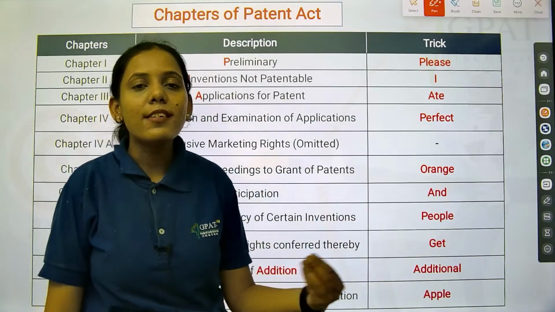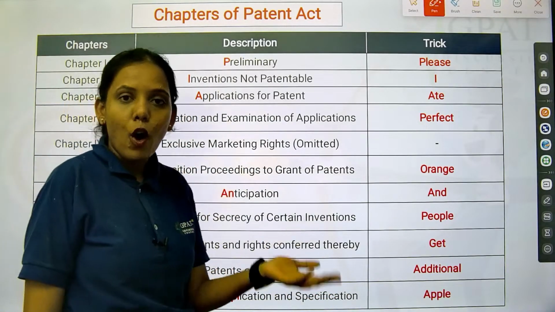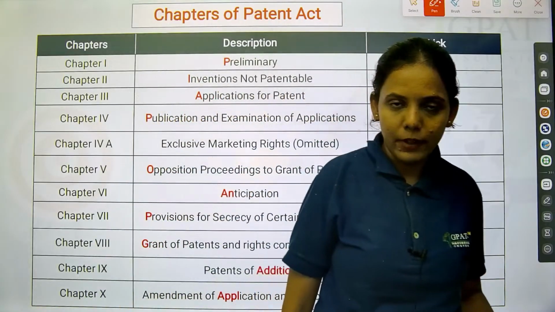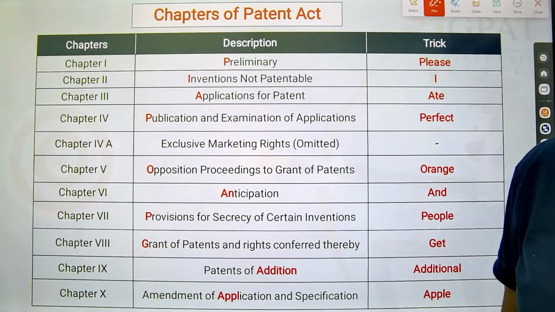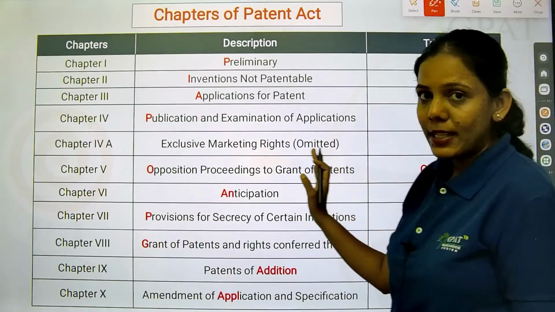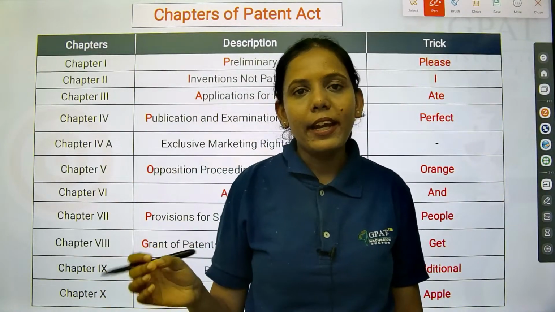So you just have to remember the trick, that is, please I ate perfect orange and people get additional apple. Those who know the answer, you can let me know. So the trick is, please I ate perfect orange and people get additional apple.